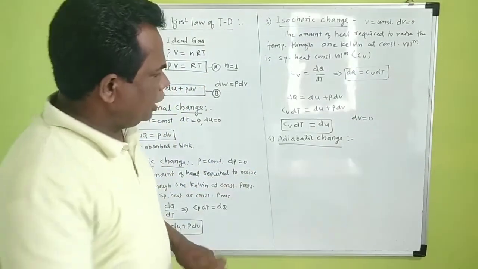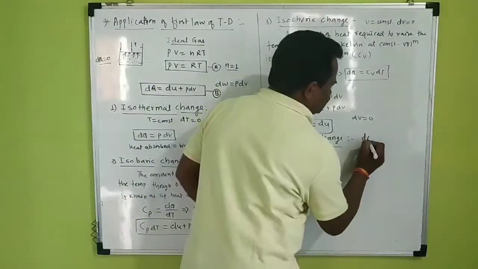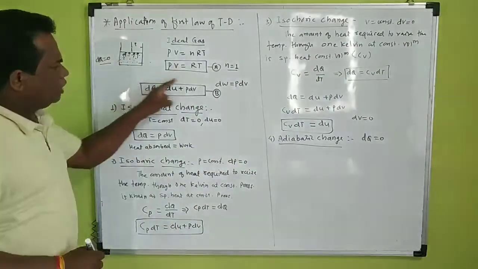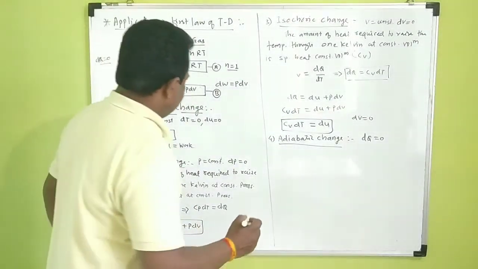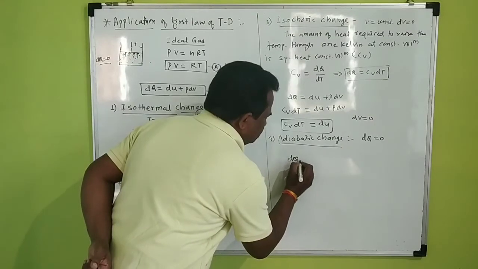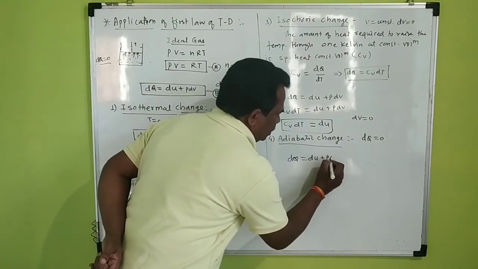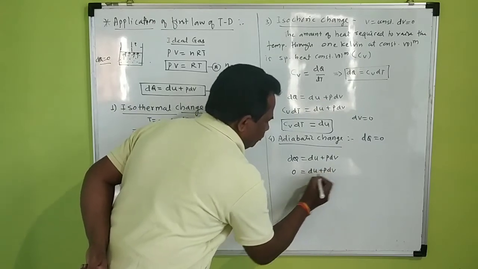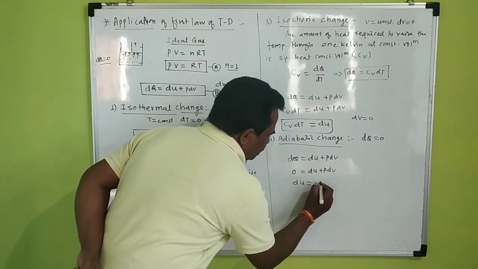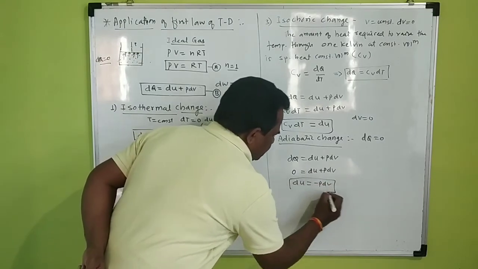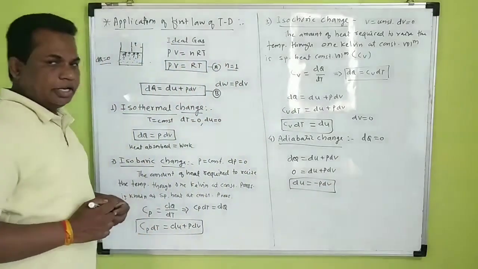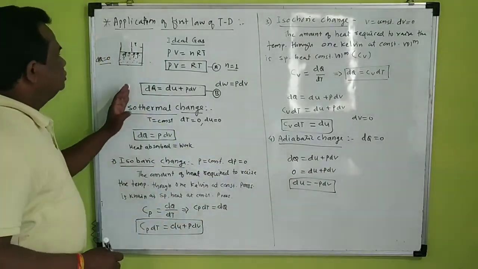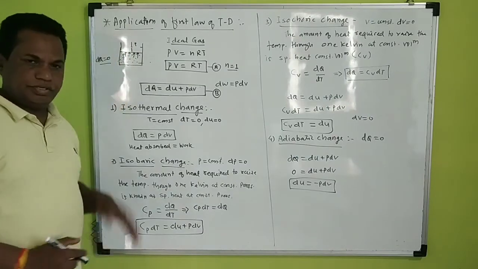So change in energy, that is dq, it must be equal to 0. When this is 0, then what will happen here? dq is equal to du plus pdv. That is 0 is equal to du plus pdv, or du is equal to minus pdv. So change in internal energy takes place when work is done against or work is done by the system.